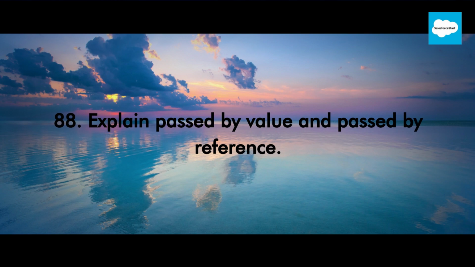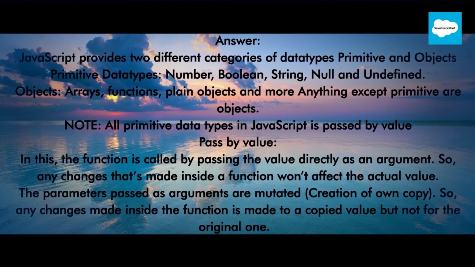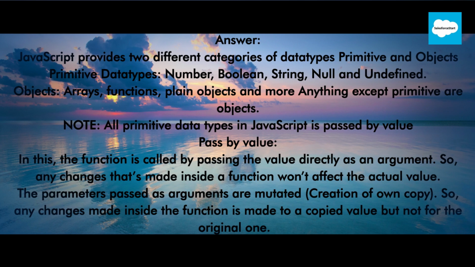Explain pass by value and pass by reference. Answer. JavaScript provides two different categories of data types: primitive and objects. Primitive data types: number, Boolean, string, null and undefined. Objects: arrays, functions, plain objects and more. Anything except primitives are objects. Note: all primitive data types in JavaScript are passed by value.